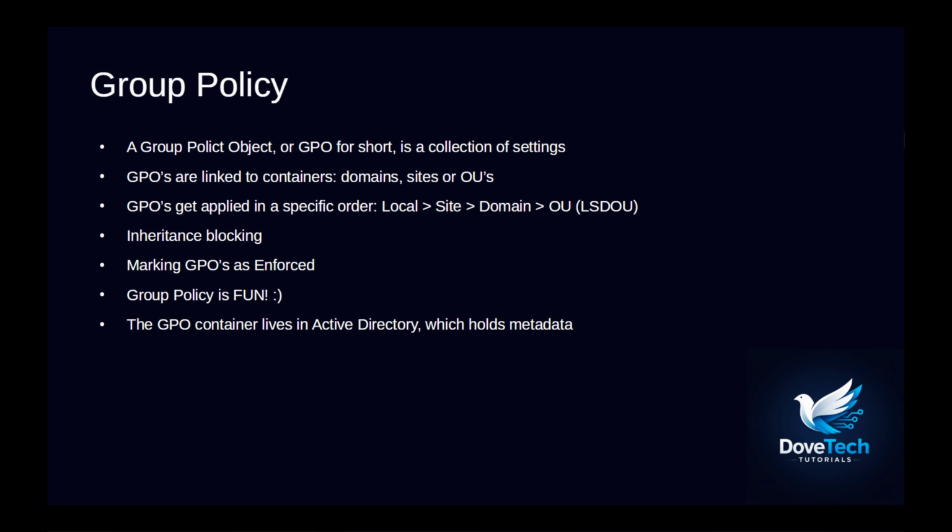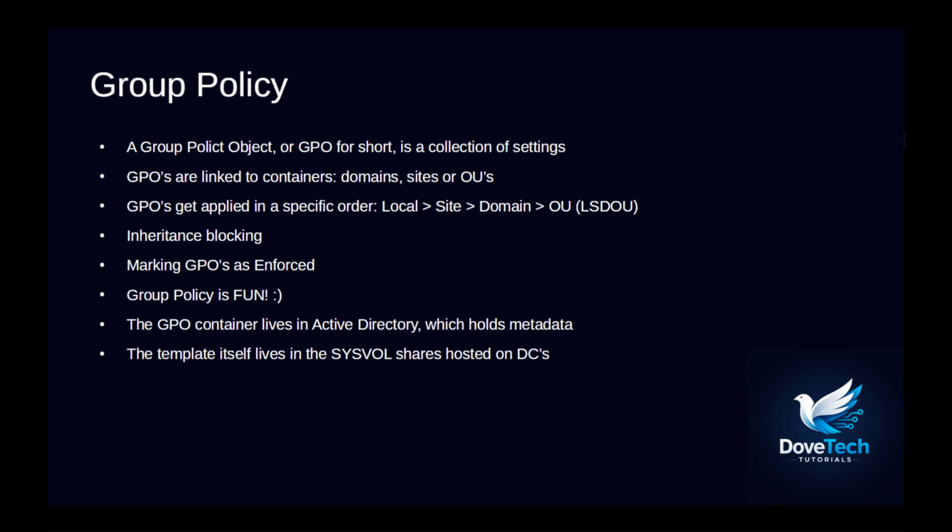GPOs are stored in two places. The group policy container lives in Active Directory itself and holds metadata: the GPO's name, its unique identifier, its version number, and its links. The group policy template lives in SYSVOL and holds the actual settings, the configuration files, scripts, and templates that get applied to users and computers. Both halves must be present and in sync for a GPO to apply correctly.